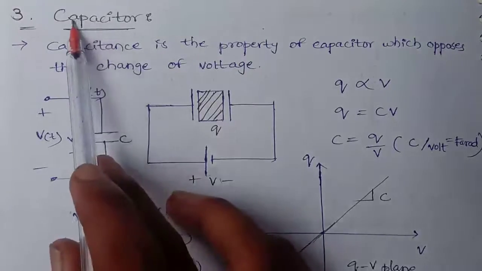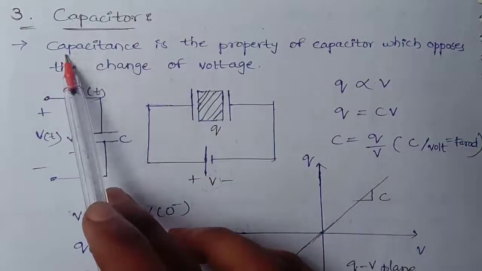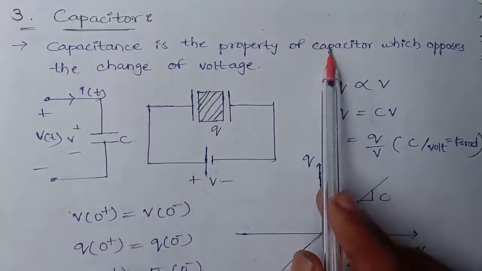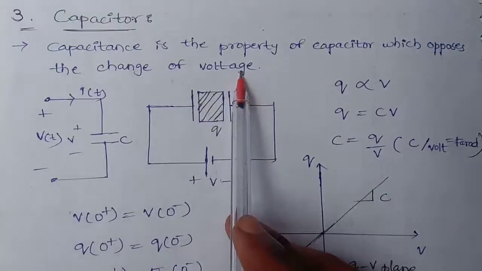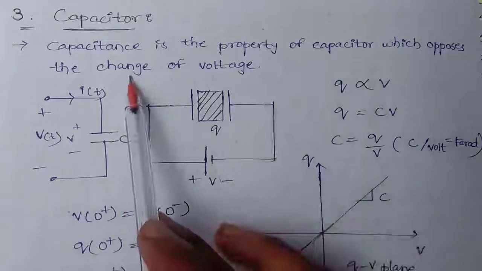Now we are going to discuss about capacitor. Now come to the definition of capacitance. Capacitance is a property of capacitor which opposes the change of voltage.